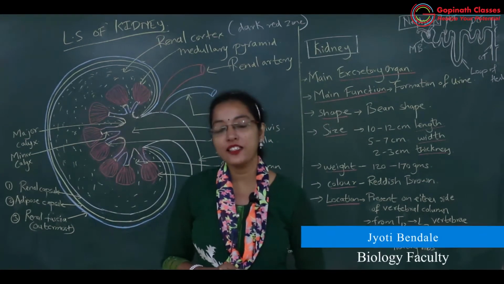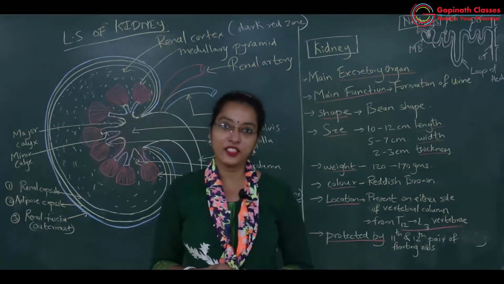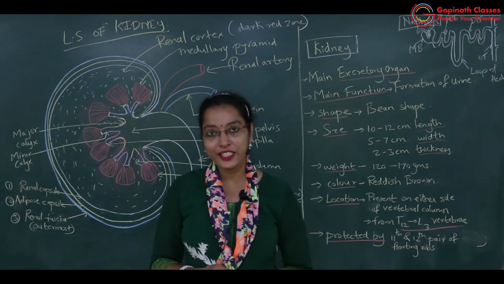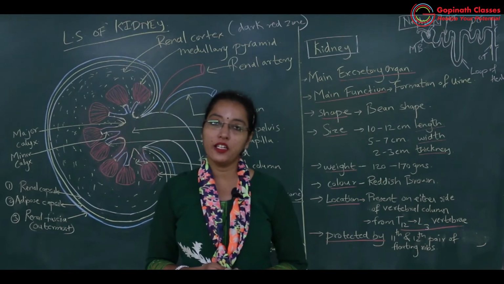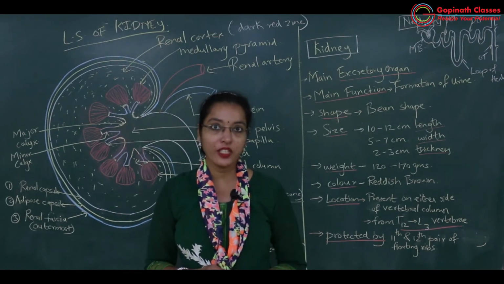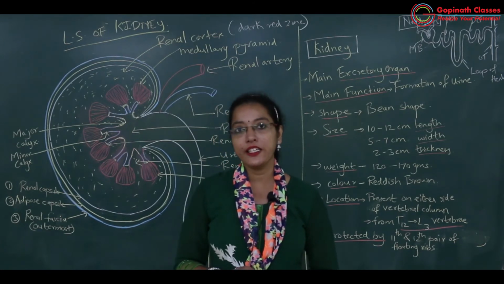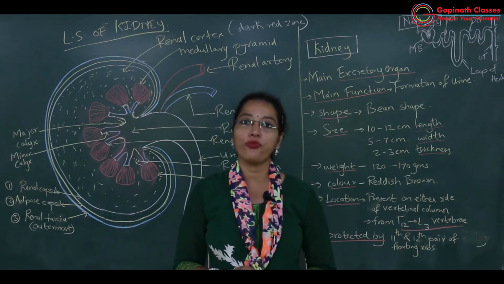Good morning everyone. In the last session we studied the excretory system of man, which consists of a pair of kidneys, a pair of ureters, a single urinary bladder and the urethra. Now we will be studying in detail the anatomy of the kidney.